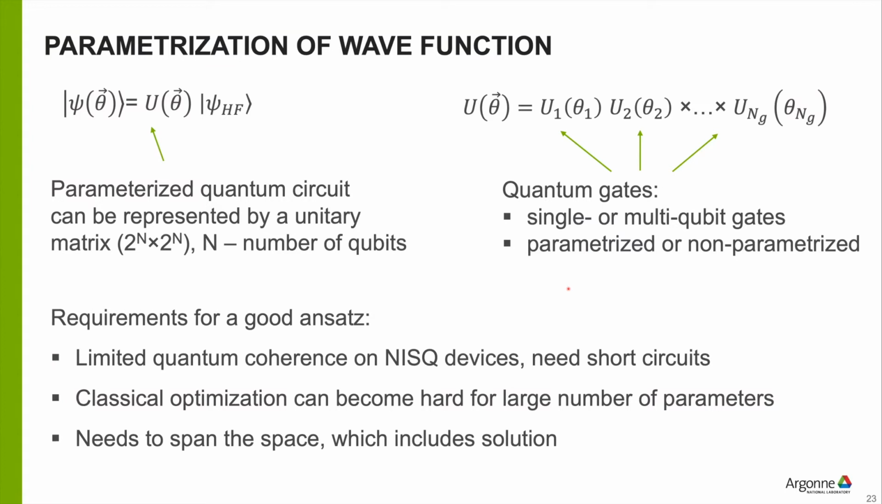And the main requirements for a good variational ansatz are that, obviously, they need to be as short as possible, because we have noisy quantum devices that have rather large errors. We also don't want to have too many parameters, because classical optimization can get very hard and unfeasible for a very large number of parameters. And obviously it needs to be expressible enough, so it needs to span the space which includes the solution to our problem.